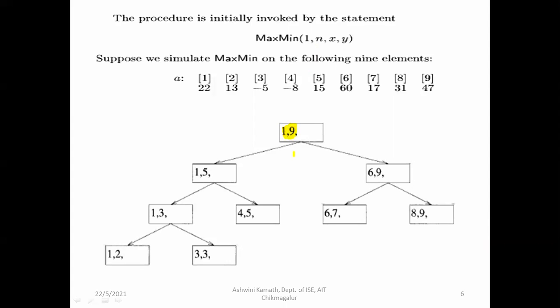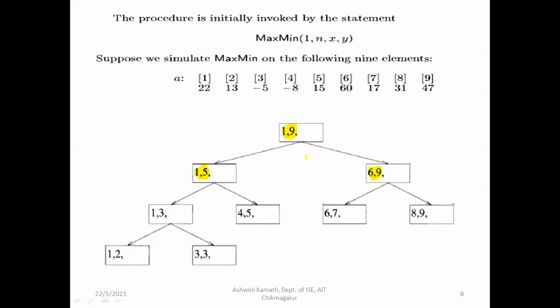It will find out the mid element. How will it find the mid element? 1 plus 9 divided by 2. 1 plus 9 is 10. 10 divided by 2 is 5. Okay, so up to 5. From 1 to 5, this is one array. From 6 to 9, it is another array. Okay, you call max min on this also.